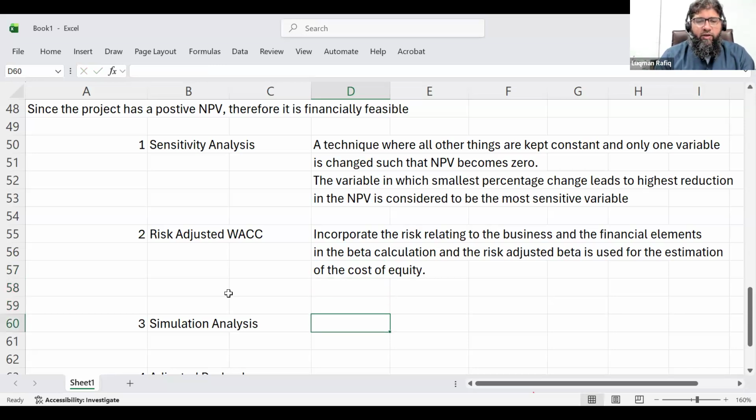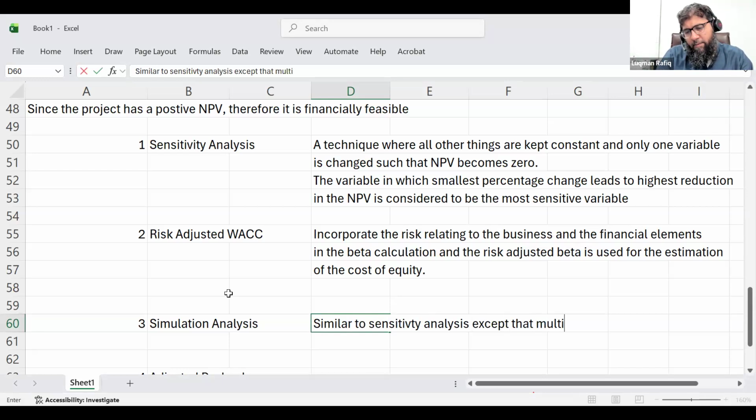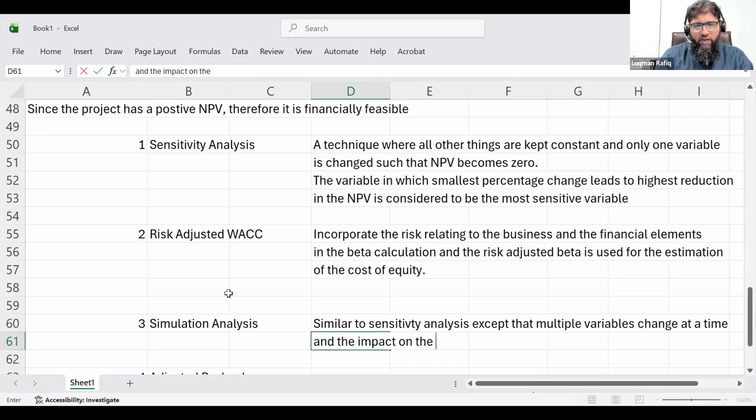Now, when we talk about the simulation analysis, what exactly do you mean by simulation analysis? So what actually happens is that it's similar to sensitivity analysis, except that multiple variables change at a time and the impact on the net present value is assessed.